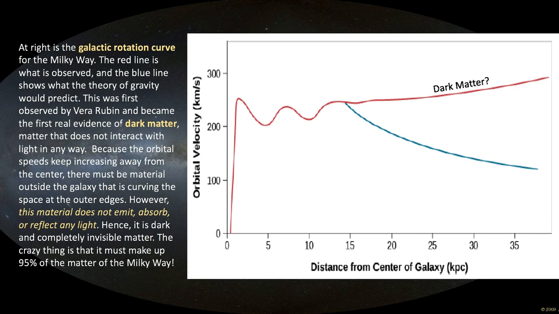It does not apparently interact with light in any way, but we think it has to be there because the only way for these things to be getting pulled at these speeds is if space was really curved in that area, or there's some gravity that's pulling on it. And that's the theory of dark matter, that there's material out there surrounding the galaxy, curving the space at the outer edges of the galaxy, but it's stuff that just cannot be seen in any way. It's weird.